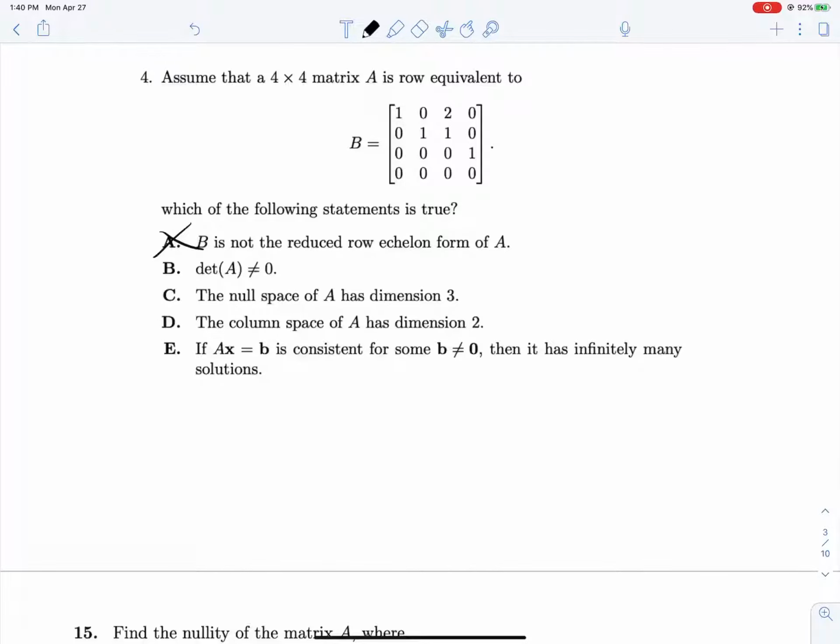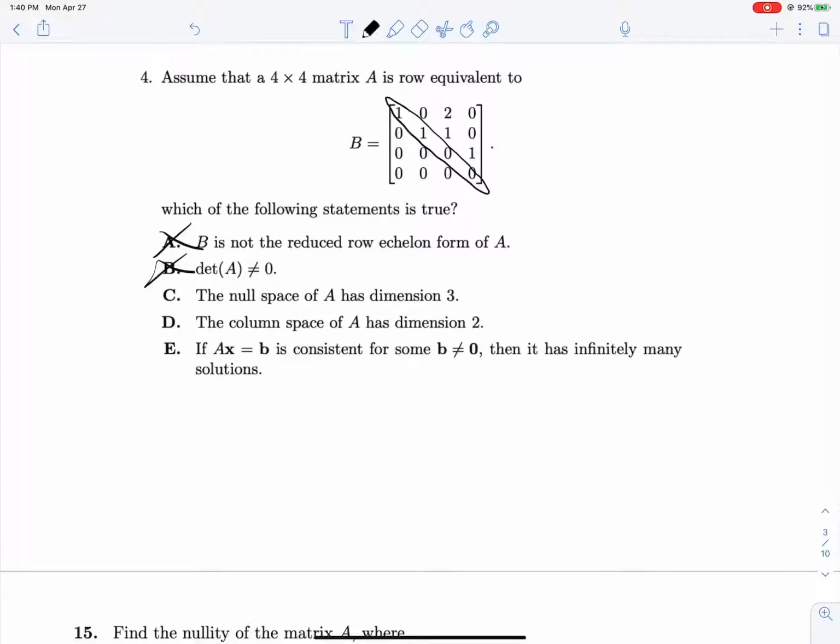The determinant of A is not equal to 0. Well, if we multiply the main diagonal of this matrix, we'll get its determinant. Because it's an upper triangular matrix, all of these positions down here are equal to 0. And so our determinant is 0, so this is not true.